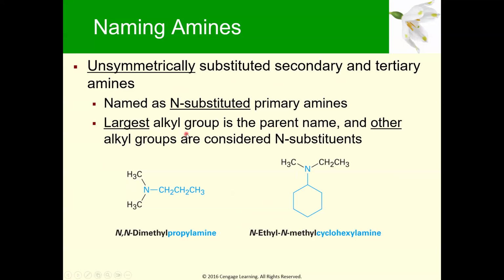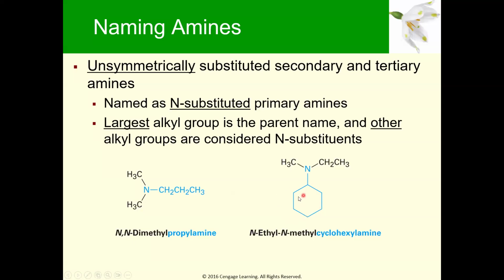So the largest alkyl group is the parent name, and the other alkyl groups are just considered as substituents on the nitrogen, N substituents. So, for example, you've got 2 examples here. We've got a methyl group, a methyl group, and we have a propyl group, a 3-carbon group. So since the propyl group is the longest one, we could just call it propylamine, and then the other 2 are called N,N-dimethyl. So N,N-dimethylpropylamine.